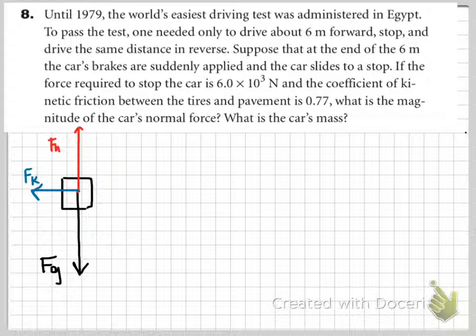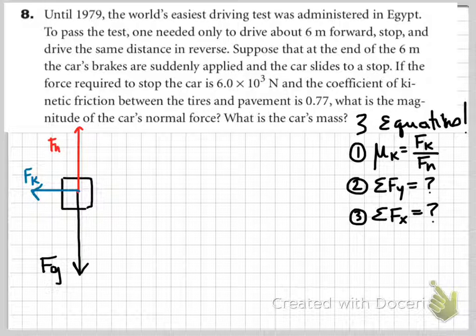So, having that free body diagram, we also have to remember that we've got 3 equations we can work with. Mu k equals Fk over Fn, sum of forces on the y, sum of forces on the x. Now, in this case, we probably aren't going to need all of them, but it's a good idea to just remember that these are sort of the 3 tools you have in your tool bag to solve these kinds of problems. Let's start off with the mu k expression.